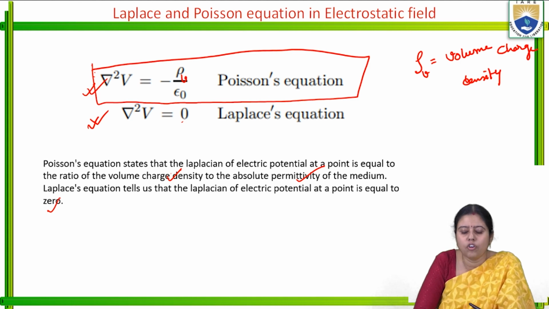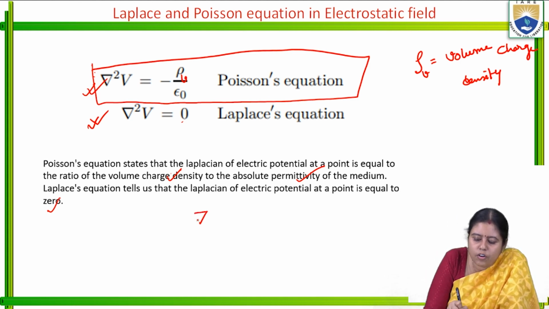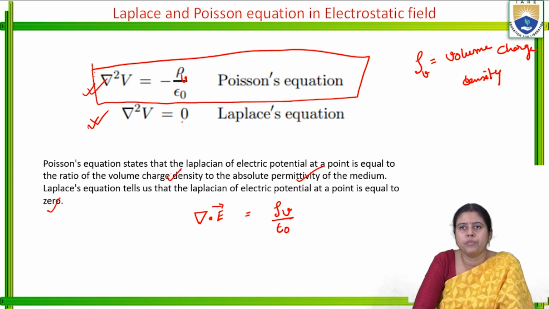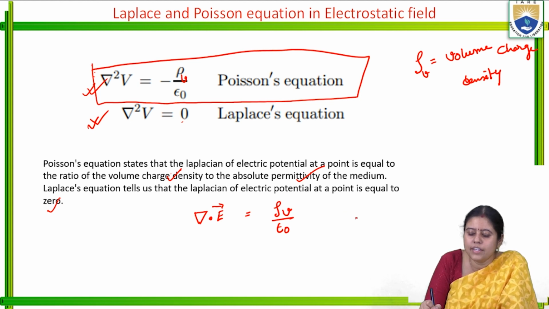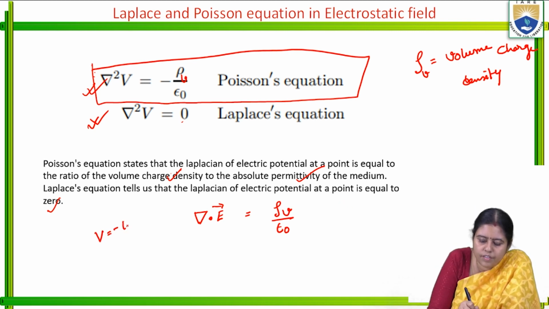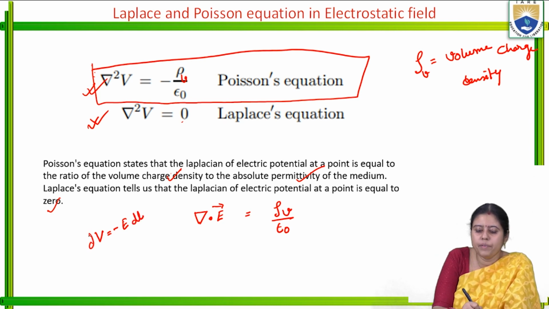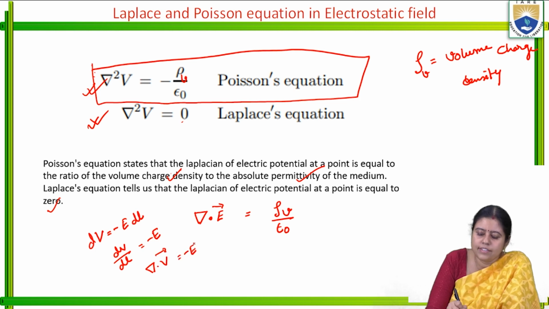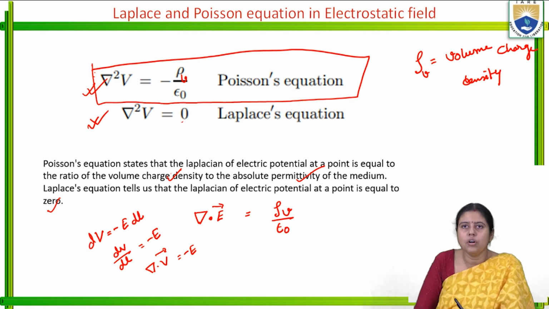So we can prove this from the Gauss law. How can we prove this from the Gauss law? From the Gauss law, we can write grad dot E is equal to rho V by epsilon 0. Now what is the relation between V and dl? V is equal to minus E dl, or dV is equal to minus E dl. So we can write dV by dl is equal to minus E, or grad V is equal to minus E.